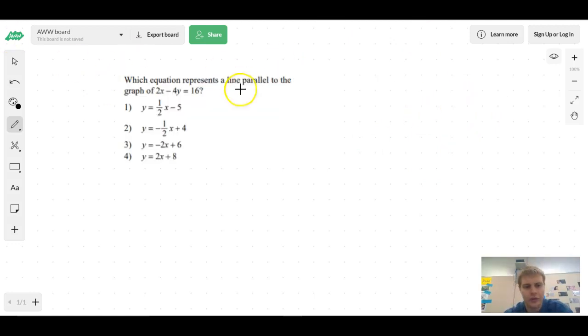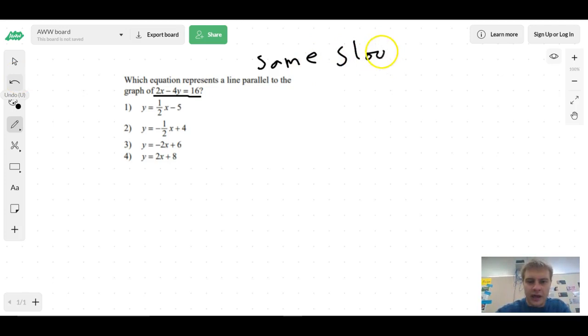Okay, so they want the line that is parallel to this line right here. And so when I'm reading this and thinking about this, I know that parallel means they have the same slope. So I need to find a line that has the same slope, but here I can't tell what the slope is, so I'm going to need to convert that.